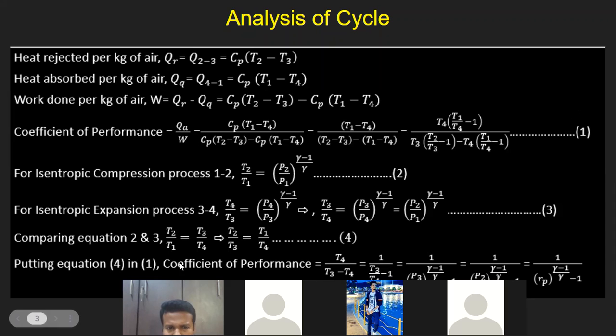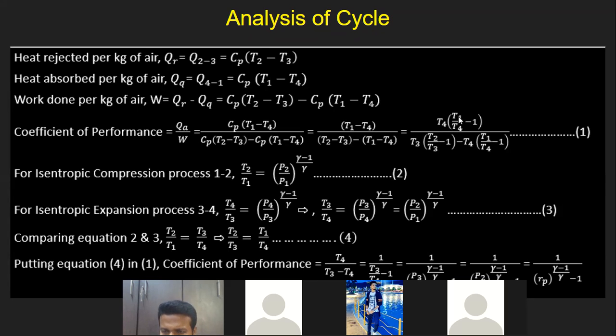Let us calculate the coefficient of performance. The coefficient of performance is given by this T1 by T4 and T2 by T3, and they are one and the same, right? So what will happen? They get cancelled. What is remaining?